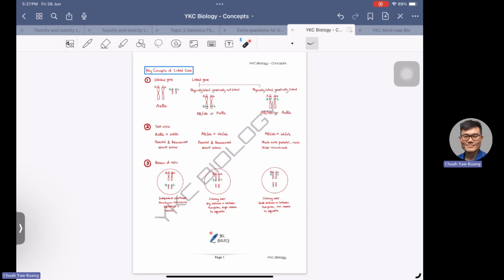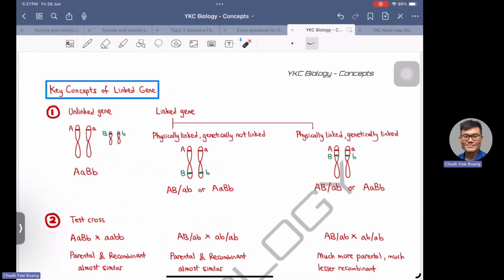or linked genes. And at the same time, we need to know how to write the genotype of the parent and also the offspring as well. So for the first concept, we need to know how to differentiate the unlinked gene and the linked gene.